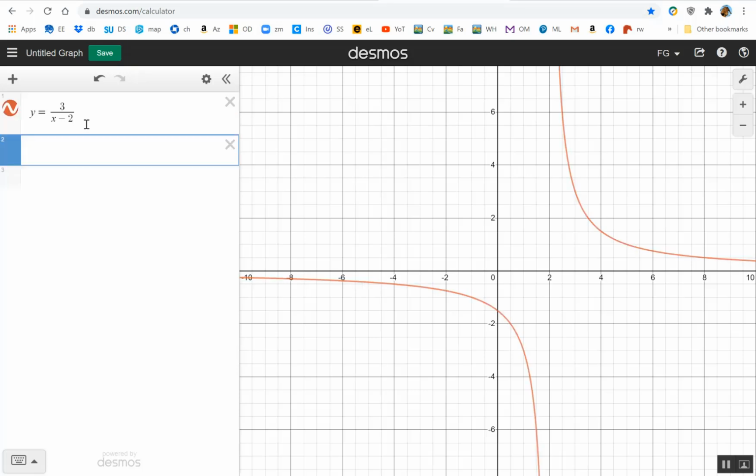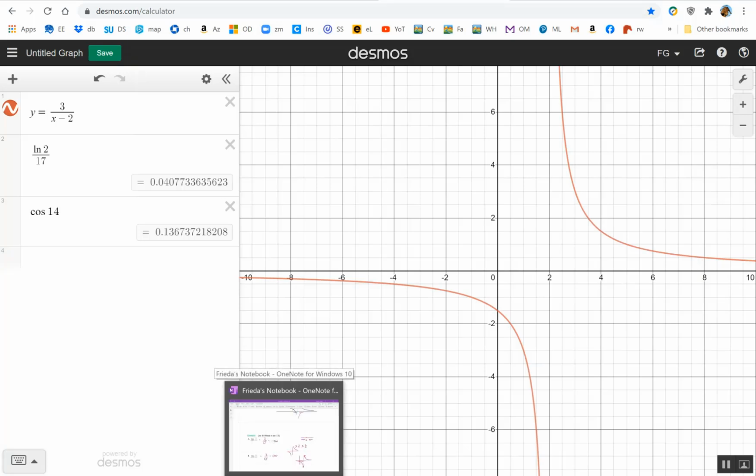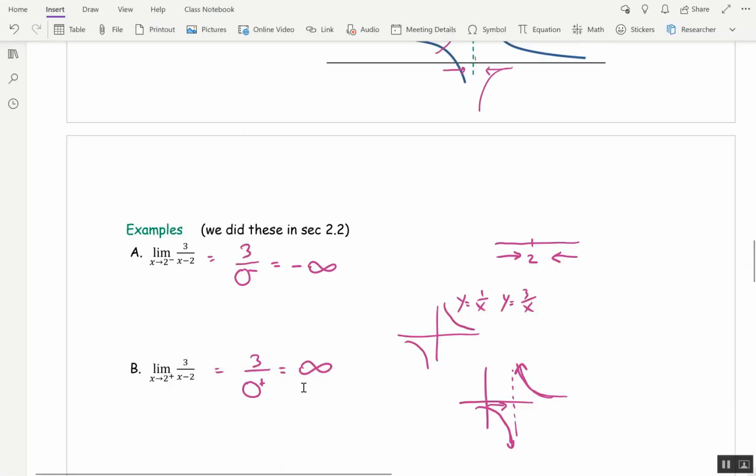Desmos is also a great calculator. Sometimes when I'm doing calculation problems, I'll be like, okay, what's ln 2 divided by 17? And there you go. Okay, so that's just a plug for Desmos. And no, I don't own any stock in Desmos, I wish I did.